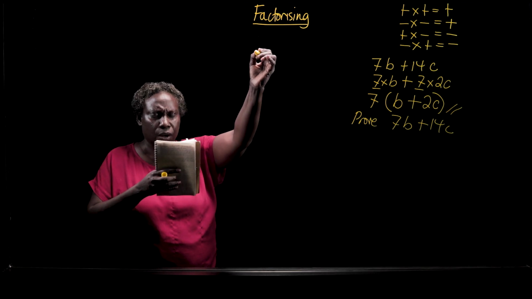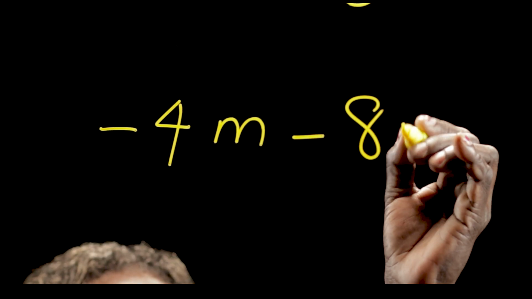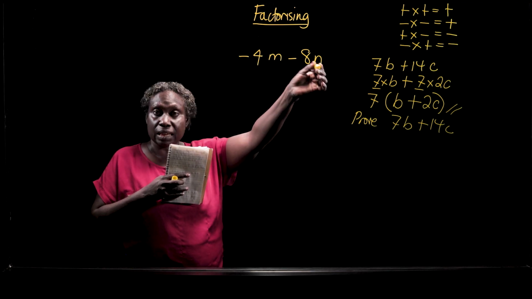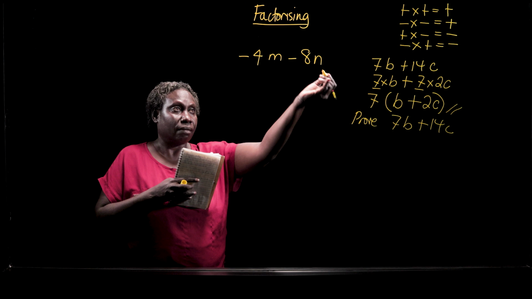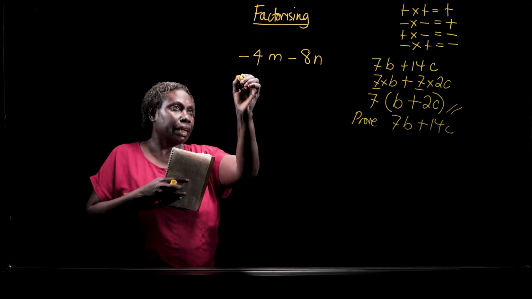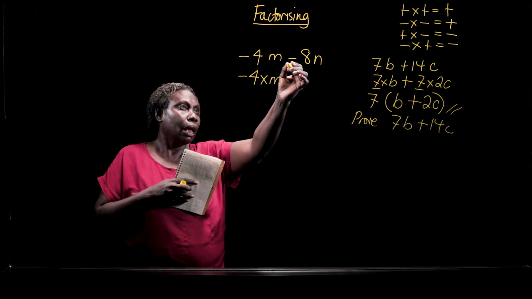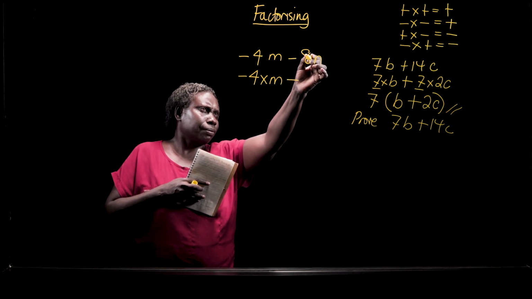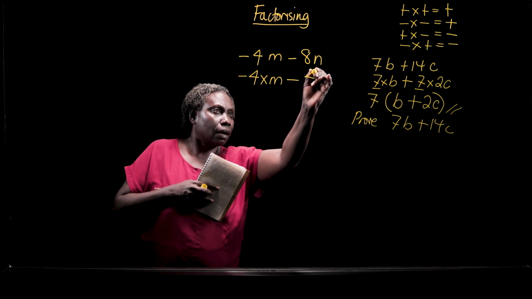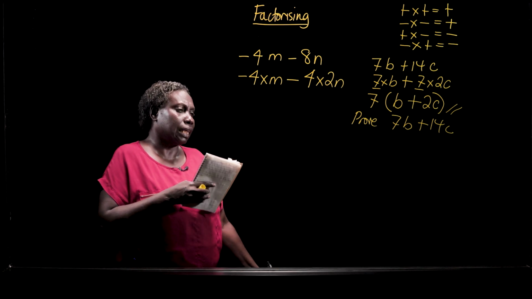In our second example, we have negative 4m minus 8n. We have negative 4m minus 8n. We'll have to find the factors of 4m and 8n. Okay? We have negative 4 times m gives us negative 4m. And there's a minus sign here. Negative 4 times 2n gives us negative 8n.